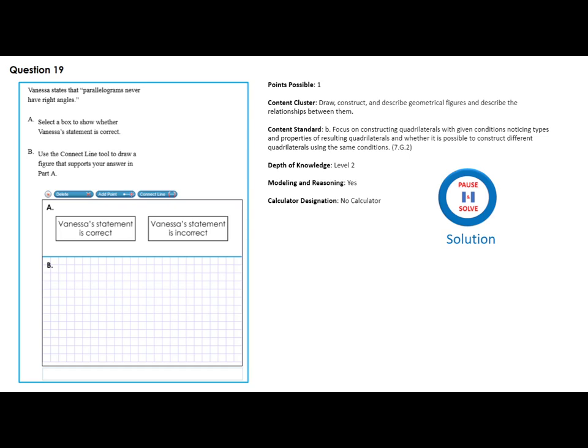She's saying that parallelograms never have right angles. The answer is incorrect, wrong, because you can always make a rectangle. That's a parallelogram. A rectangle is a special case of parallelograms where all the angles are 90 degrees. See, this line is parallel to this, and this is parallel to this, and 90 degrees.